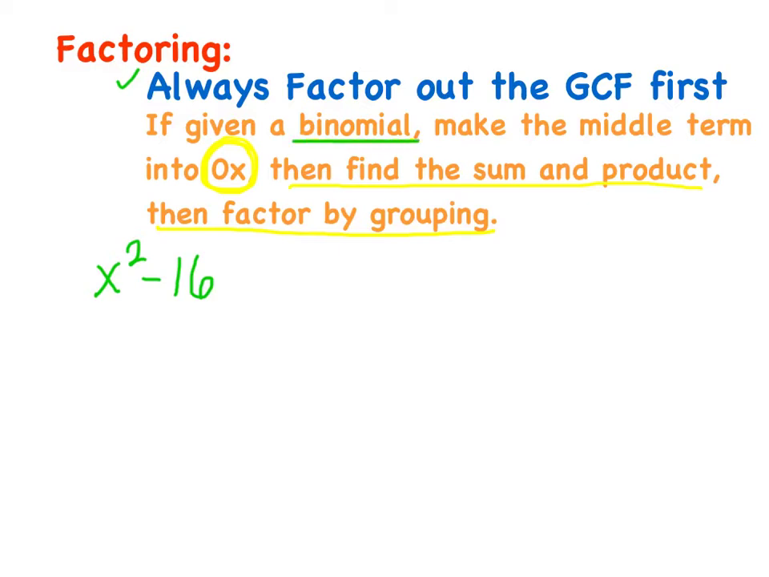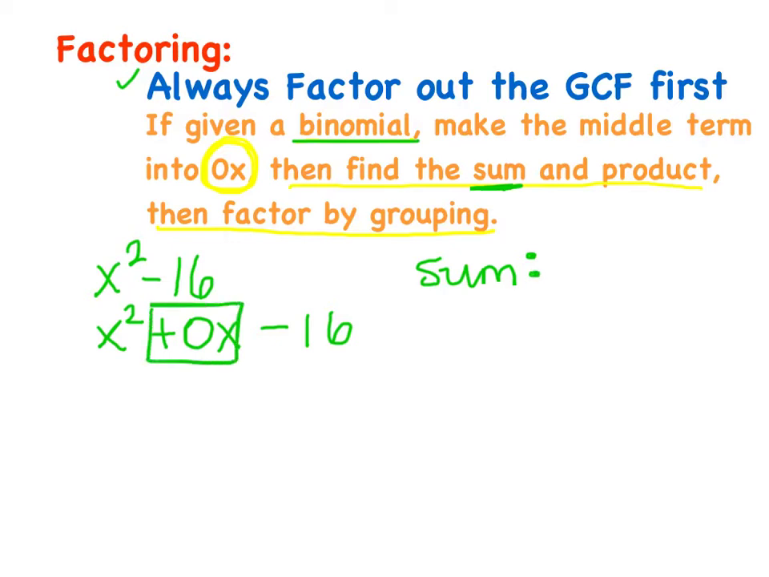Alright, now this is a binomial. It's a binomial because it has two terms. So what I'm going to do is rewrite it to be x squared plus 0x in the middle and then minus 16. And now it's going to look just like a trinomial. Okay, so now we need to find the sum. Remember, you always find the sum by doing the middle term, which is 0 in this case. And if you had to make the middle term 0, you really should know that.